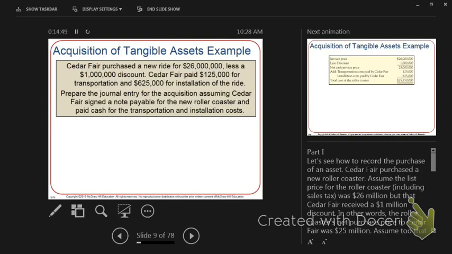What do you think? It's a lot of words. First thing would be equipment. And what would equipment be for? What is the value of my equipment? 26? But they got a discount. So 25. So 25 million? Mm-hmm. Everybody agreed?